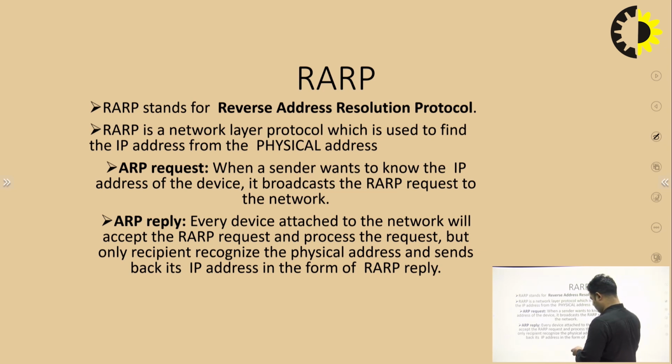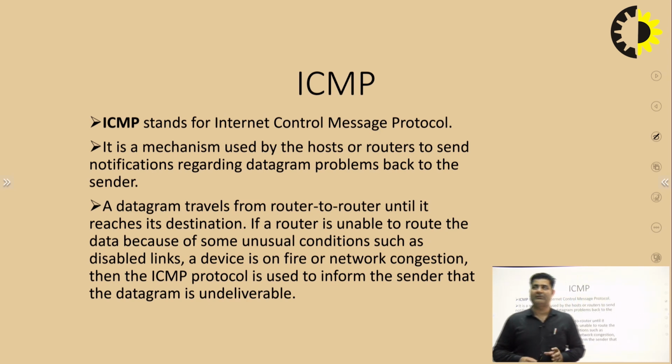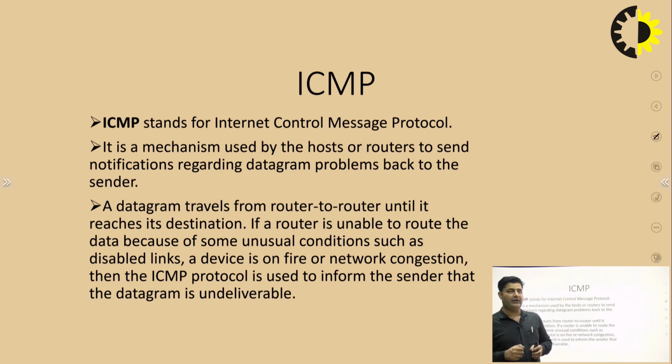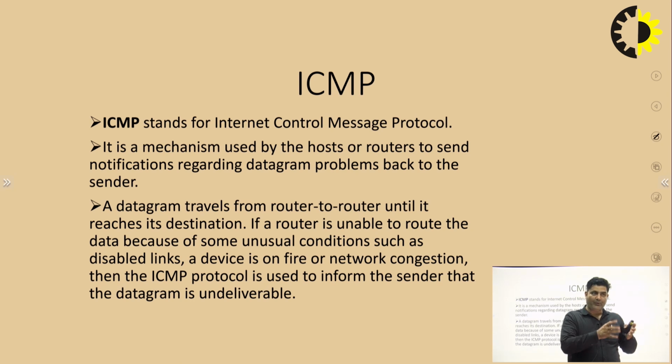Then we have the ICMP. The third part of this network layer is the ICMP. ICMP stands for the Internet Control Message Protocol. It is the mechanism used by the host or the router to send notification regarding datagram problems back to the sender. What is the meaning of this? Suppose we have some problem on the network in between the transmission of the file from source to destination. They send a message to the sender about any problem that happens in between the transfer of the file.